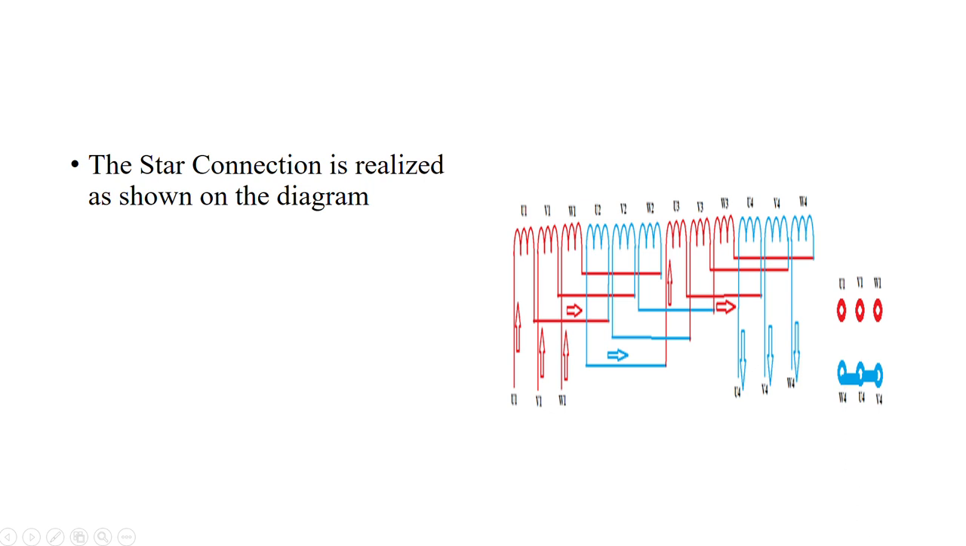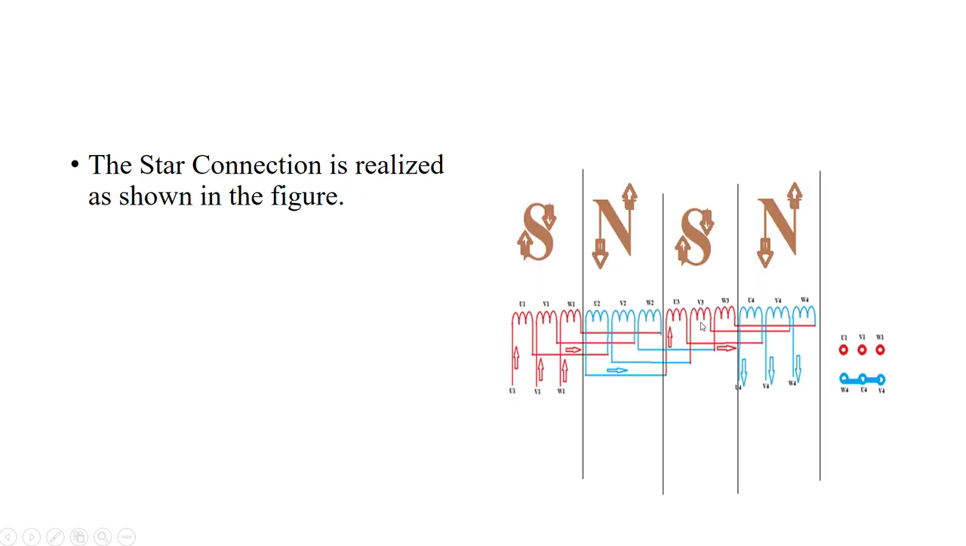U1 and here it is W2. V1 and here is U2. It's okay. As a 4, the way it is, they are labeled here. We have U1 here, W4, V1 here, U4, sorry, W1 here, V4. That is it. The star connection is this way.